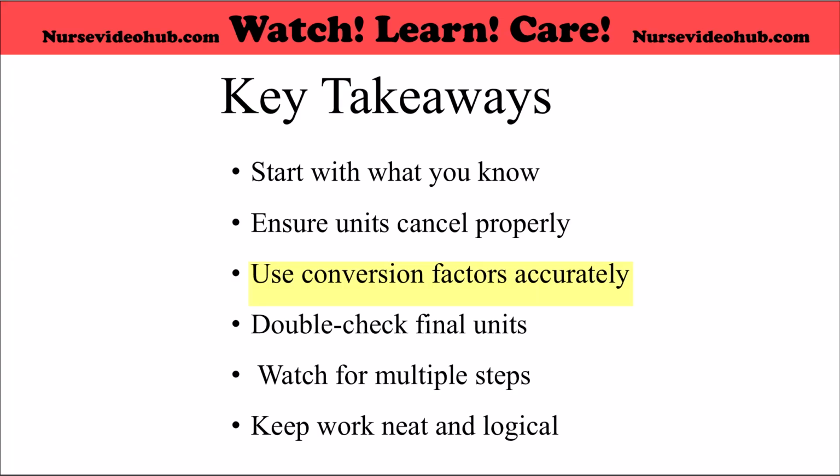Third, use conversion factors accurately. Know your standard conversions. Fourth, double check final units. Your final answer must be in the correct unit requested. If it's not, recheck your conversions and cancellations. Fifth, watch for multiple steps. Some problems involve multiple conversions. Tackle it step by step. And last but not least, keep your work neat and logical. Write out each step. Avoid skipping steps. It helps prevent errors and is easier to double check.